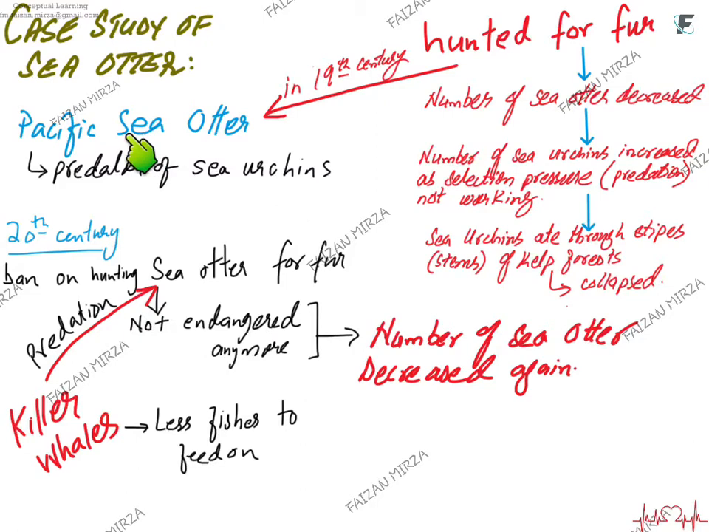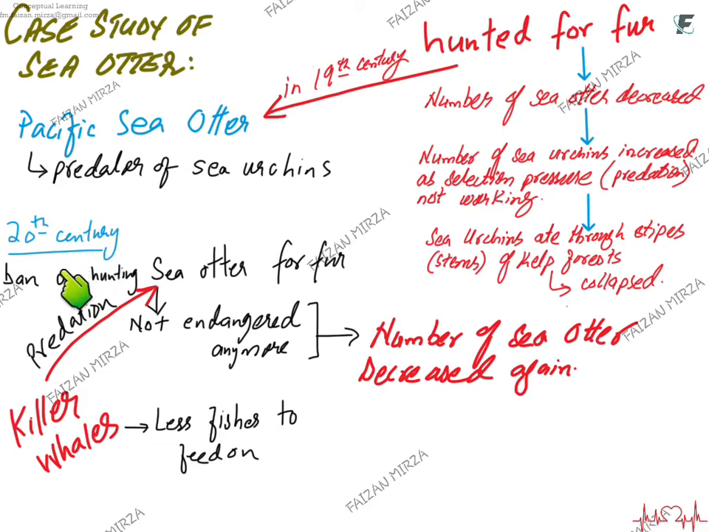Pacific sea otters have a very thick fur. In the 19th century they were hunted for fur, and their number in the sea started to decrease. The number of sea urchins increased as the selection pressure, which was predation, was not working, and sea urchins ate through the stipes of the kelp forest, and the kelp forest started to collapse. So the removal of the Pacific sea otter, caused by human hunting, resulted in the kelp forest being affected.